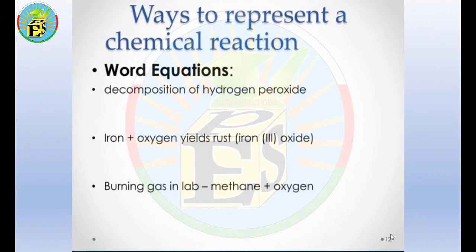Ways to represent a chemical reaction: the word equation. Like this, we can write the names of the materials or substances, such as decomposition of hydrogen peroxide, and the burning of hydrogen in oxygen. We have hydrogen peroxide, and also iron plus oxygen yields rust, iron oxide. This is the rust formula. And burning gas in the lab, methane plus oxygen. This is a word equation for a chemical reaction.